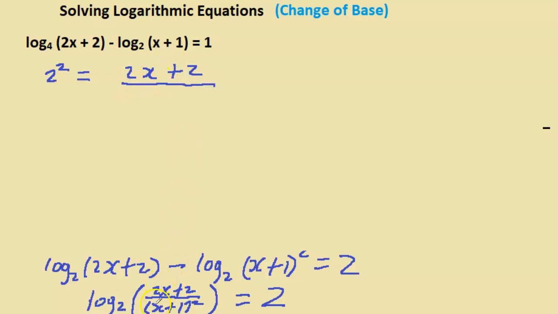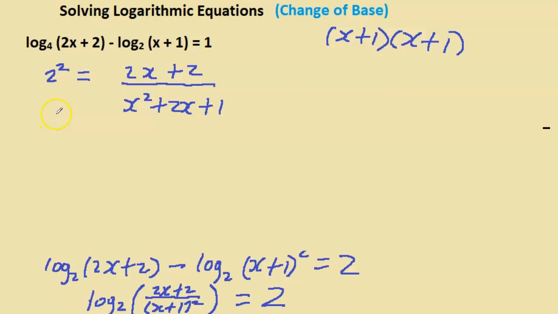Now what is x plus 1 squared? Let's expand x plus 1 squared. It's x plus 1 times itself. So x plus 1 squared is x squared plus 2x plus 1. Just expand this, you get x squared plus 2x plus 1. And therefore, we end up with 2 squared is 4. So 2 squared is 4, so we can do a little cross multiplication there.